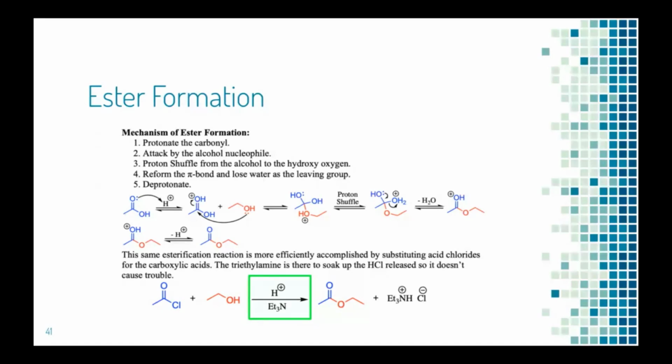So this same esterification reaction can also be done using your acid chloride and then Et3N, and the triethylamine will then soak up the HCl that's released. And so that is also another way to form your ester.